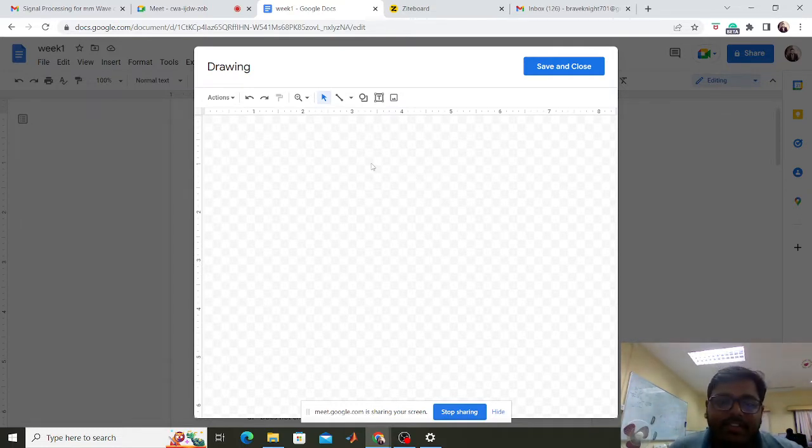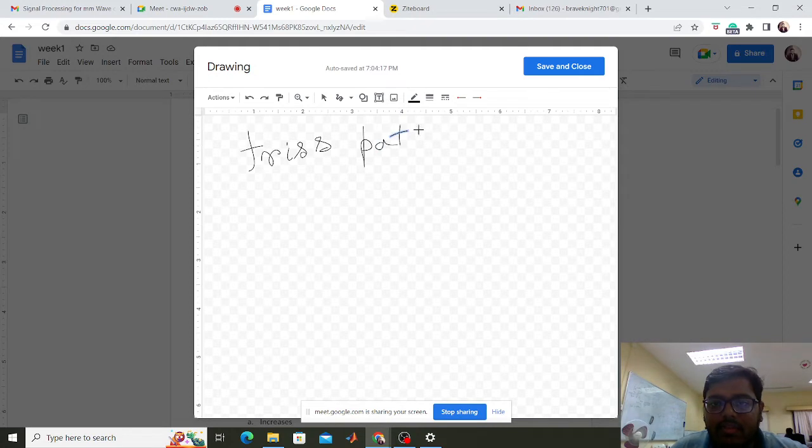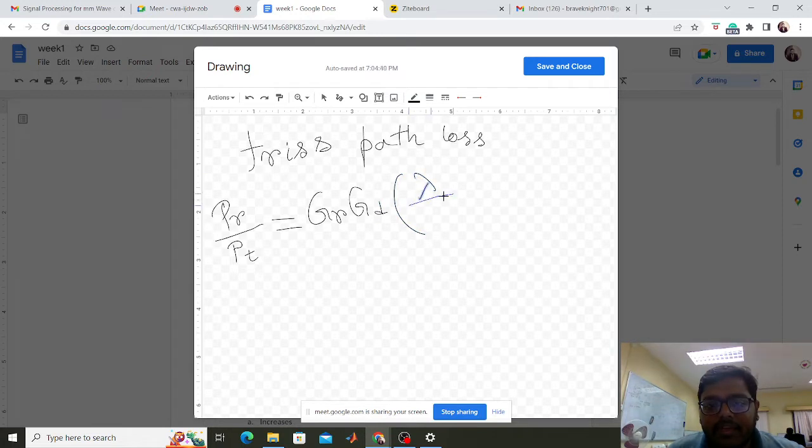So what is the path loss formula as described in the actual videos? This is the Friis path loss formula. It is equal to power received by power transmitted equals GR GT times lambda by 4 pi d, whole square. And we also know that wavelength lambda and frequency f satisfy lambda times f equals the speed of light. These two equations are well known.